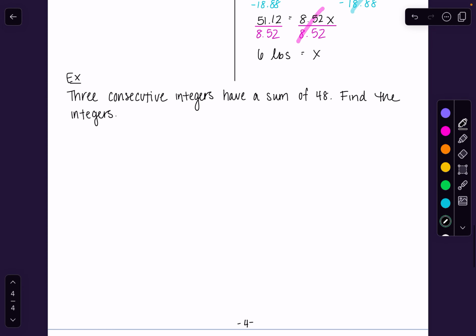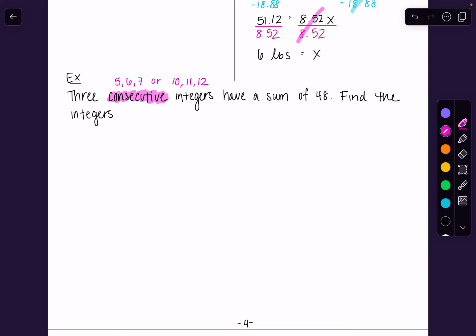We're told 3 consecutive integers have a sum of 48. We want to find those specific integers. And all that means when we say consecutive is it's one after the other. Integers are our nice counting numbers. So these are numbers like 5, 6, 7, or 10, 11, 12. They're one after the other. Okay. So when I add all of these together, it better equal 48.